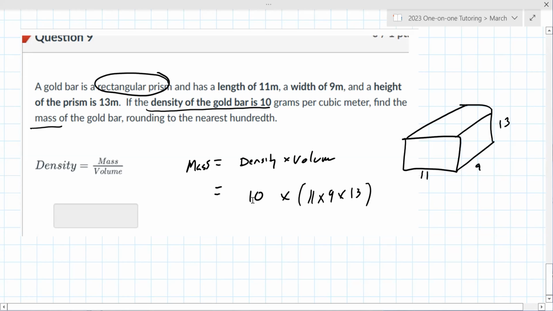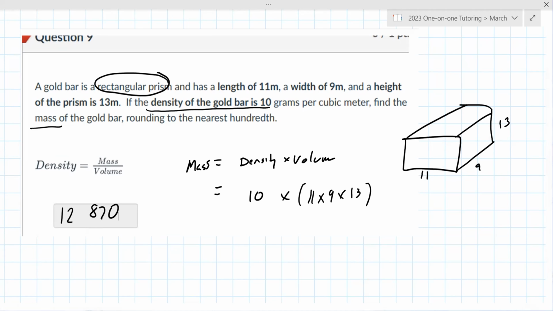I got 12,870. Do you have another opportunity to look at the box to see if it says grams or milligrams or something else? Let me check. No, it doesn't say anything. Well, there's your answer, 12,870. Don't put a comma in.